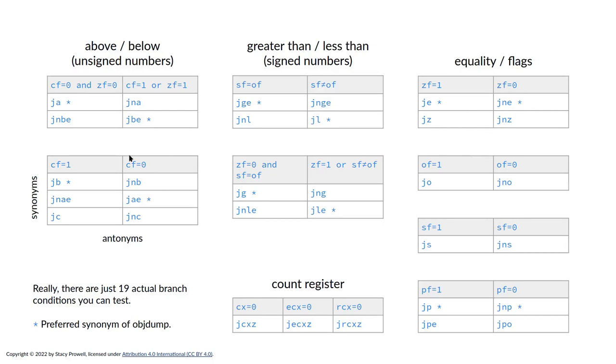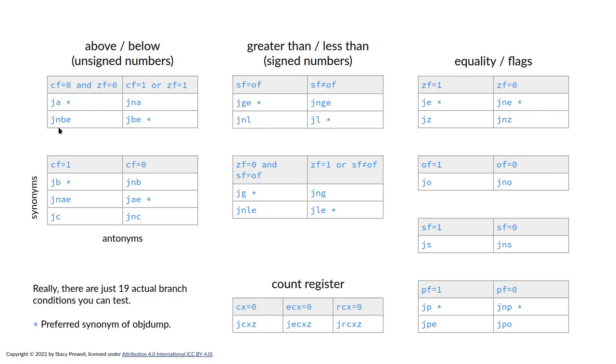These little tables are set up so that in a column here, I have synonyms, okay? Jump if above and jump if not below or equal, those are synonyms. Those are two different mnemonics, but they really represent the same thing, right? The same thing. Jump if above, jump if not below or equal. So these are synonyms here.